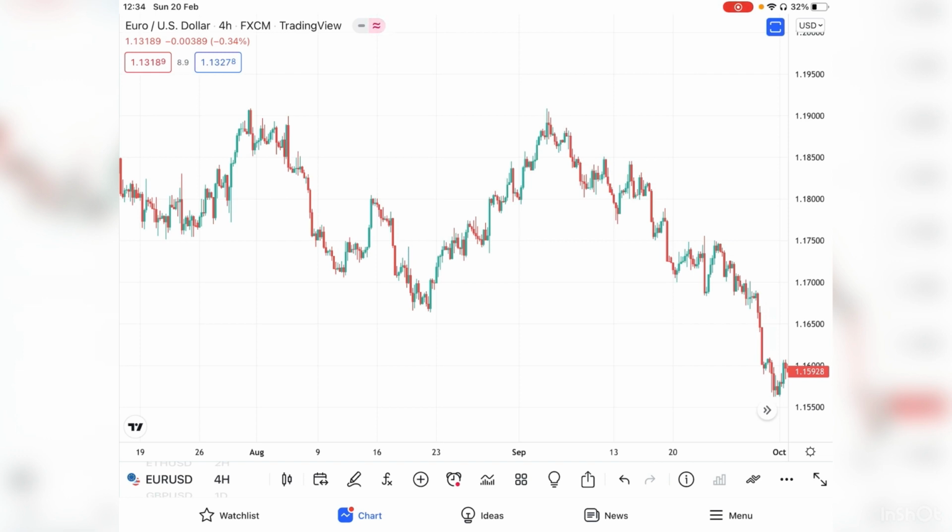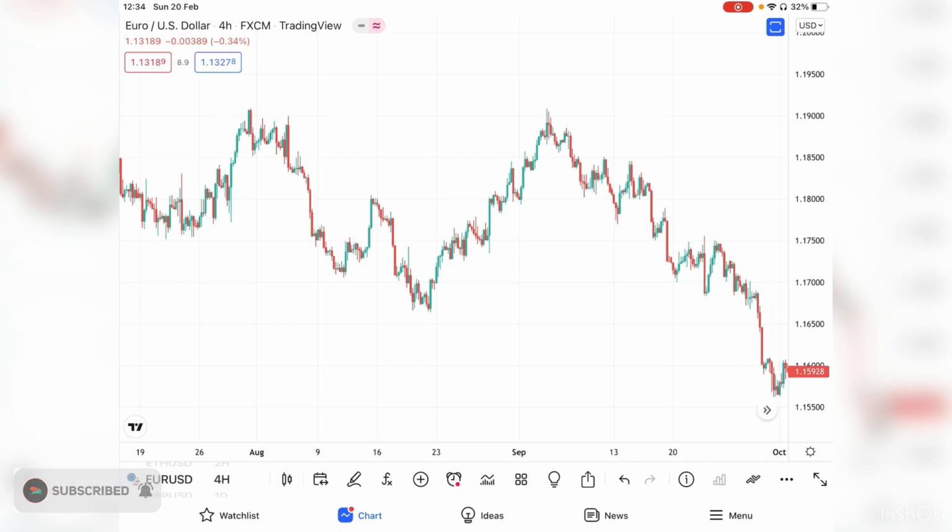And to be honest with you, the ideal way to do it is to view market structure on the higher time frames, like the H4 and the daily. These are my favorite two time frames to watch market structure to get an idea where the market is currently at, if it's in a downtrend or uptrend.